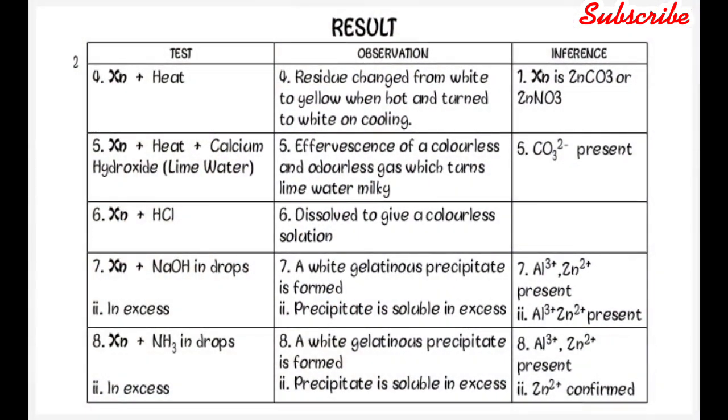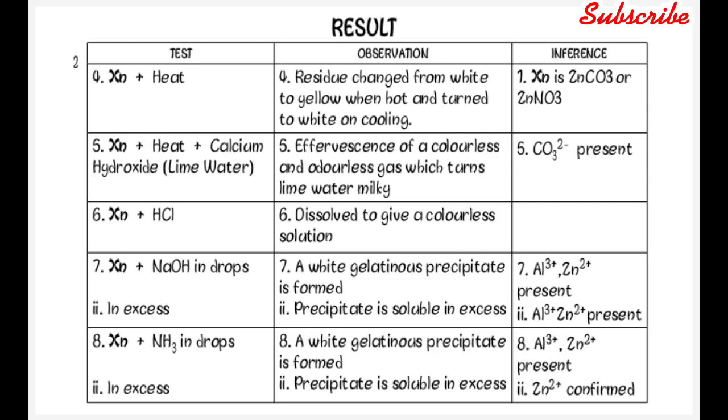So here are the procedures for the prediction of Xn. Xn plus heat, you observe the residue will change from white to yellow when hot and then turn back to white on cooling. They will know Xn is either zinc carbonate or zinc nitrate. Then number 5, Xn plus heat plus calcium hydroxide, which is lime water. You observe an effervescence of a colorless and odorless gas which turns lime water milky. This tells you the presence of carbonate. And number 6, Xn plus dilute HCl. It dissolves to give a colorless solution.